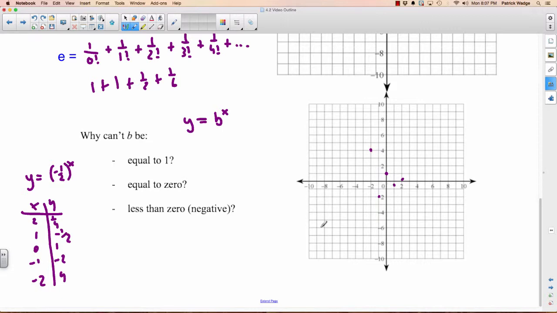And you can see you just kind of get this smattering of dots. Now, it kind of looks like it might do something like this, but it doesn't. It doesn't work. So for these reasons, you cannot have b be equal to any of these things.